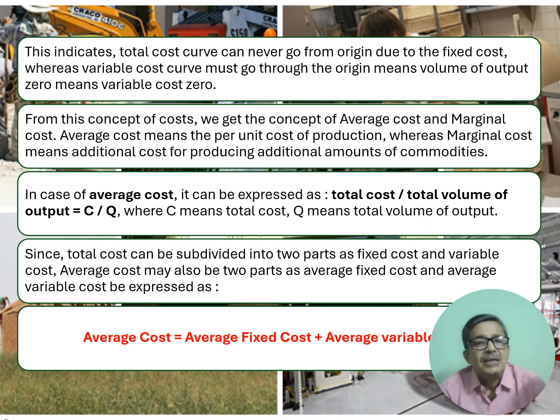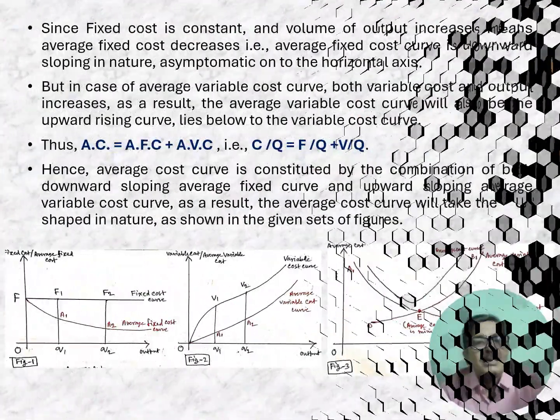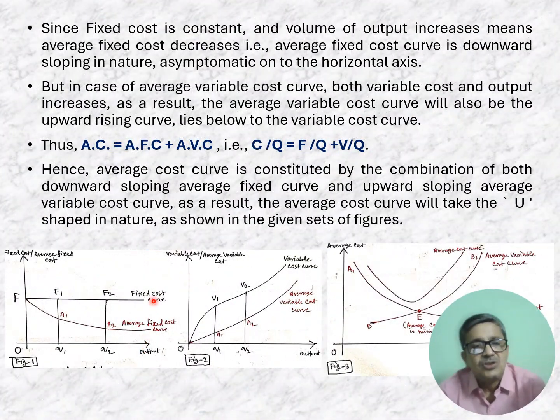In analyzing the nature of average fixed cost, it is found that fixed cost remains constant whereas volume of output increases. As a result, the average fixed cost curve is downward sloping in nature and asymptotic to the horizontal axis. In case of the average variable cost curve, both variable cost and volume of output increase. As a result, the average variable cost curve will also be upward rising in nature.